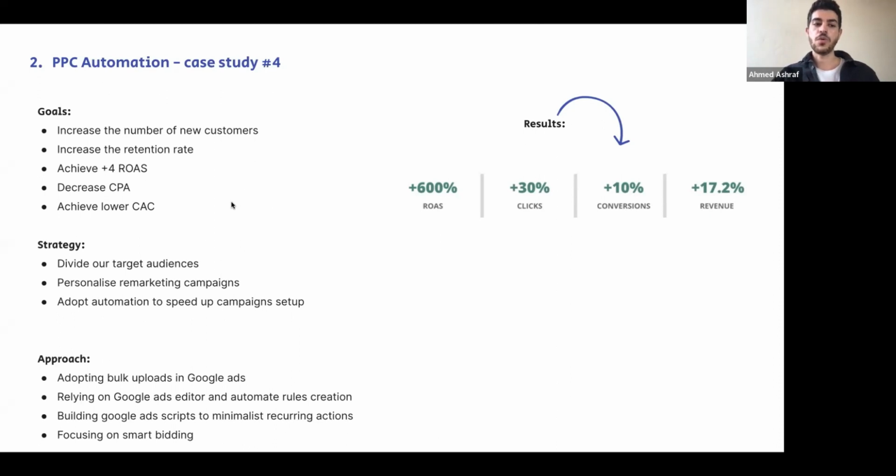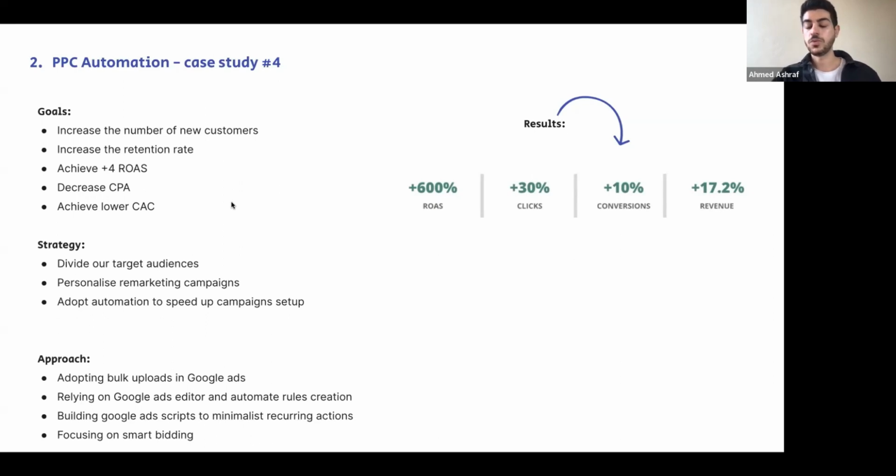So our approach was adopting bulk uploads in Google Ads, relying on Google Ads Editor to automate rules. So instead of doing things that can be delegated to automation, we delegated this to automation so we can focus on what is really important and speed up the process more. We built a Google Ads script to minimize recurring actions, again to help with speed, and focused on smart bidding to achieve the desired result.